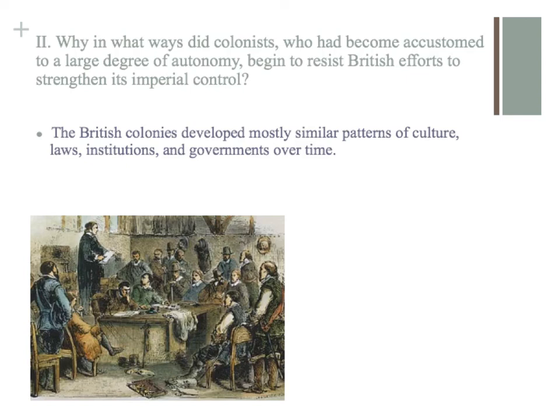The first thing was, the British colonies developed mostly similar patterns of culture, laws, institutions, and governments over time. Now, you don't see what we will eventually call a national identity in the colonies, but there begins to be a lot of coming together when it comes to the philosophies, to the laws, to everything with the colonies.